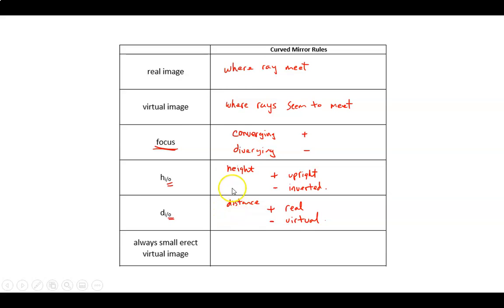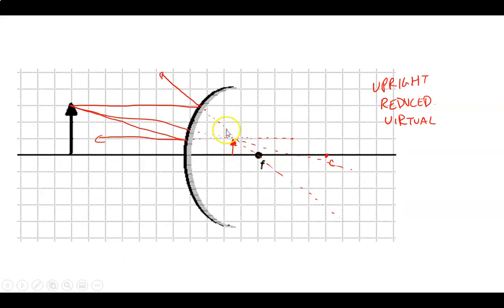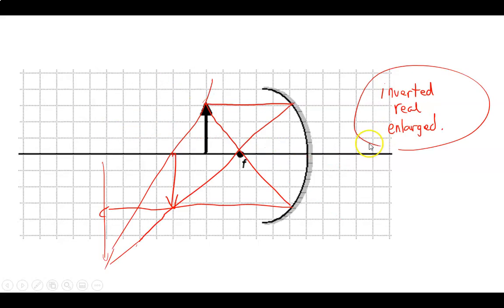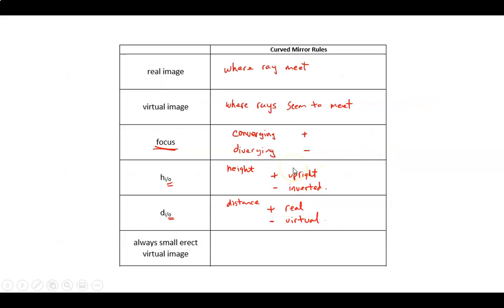Now, if you take a look, the ones that are always going to produce upright, reduced, virtual images are always when you're dealing with diverging rays. Diverging rays is specifically when you're dealing with the convex mirror, but we're using the term diverging so that we can keep the same rules when we're dealing with lenses a little bit later on.